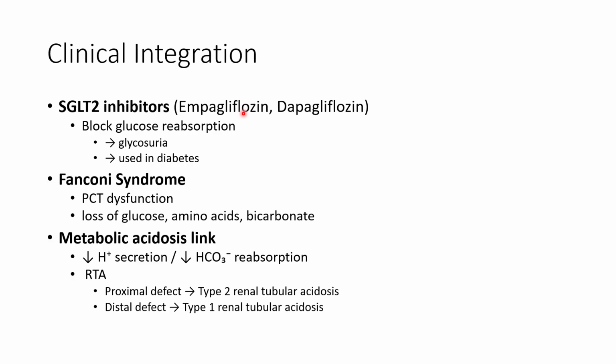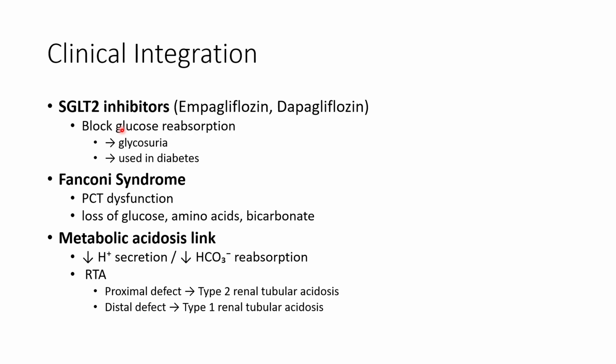Then, if all these channels, receptors and pumps that are present on the PCT are disrupted, there is Fanconi syndrome. There is Fanconi disease and there is Fanconi syndrome. Both are different. Fanconi disease is a kind of aplastic anemia affecting the bone marrow. However, Fanconi syndrome has multiple involvement. One of the things in it is PCT dysfunction.